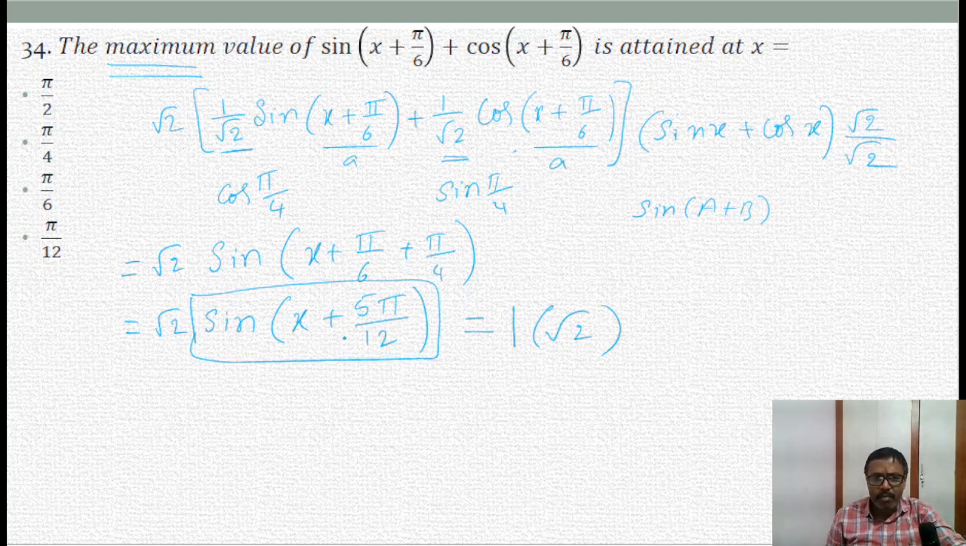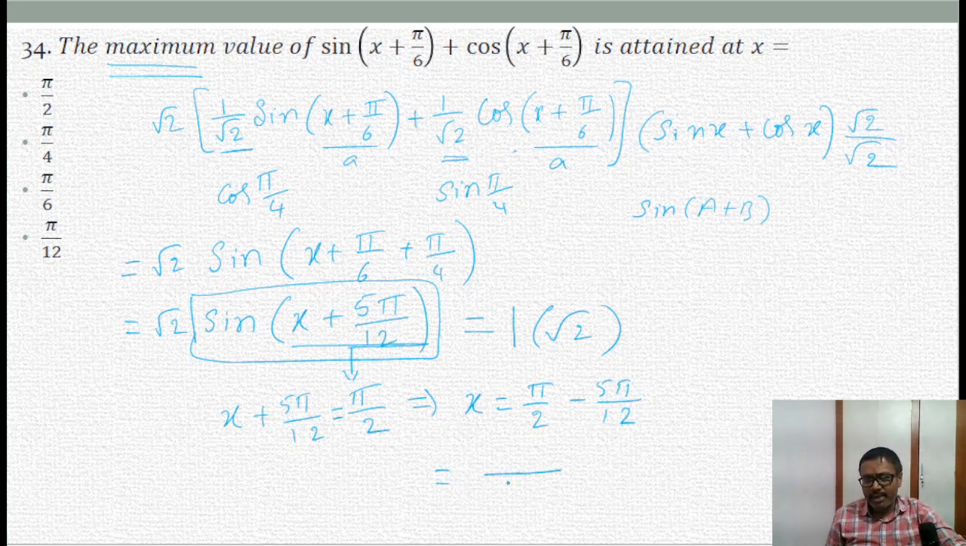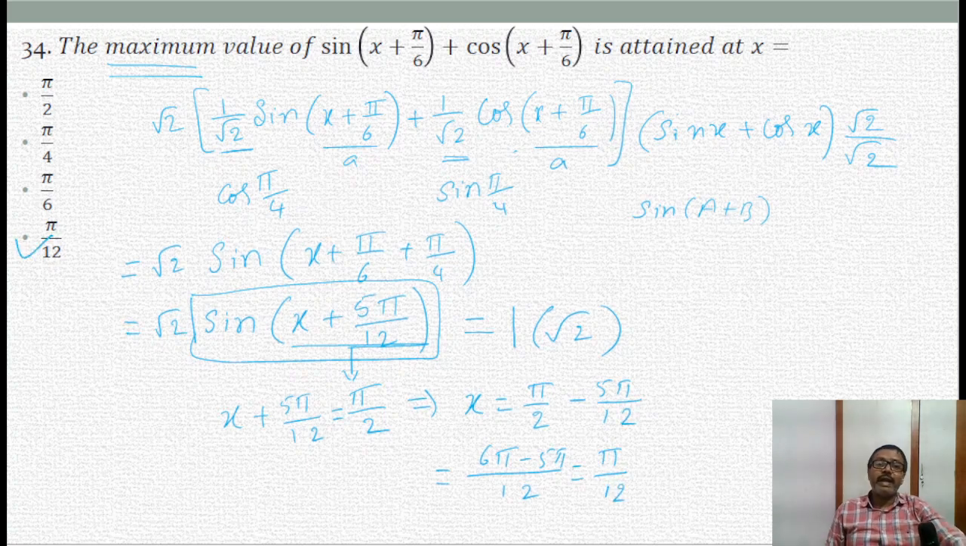When can you get maximum value 1? If the angle value is pi by 2. That means x plus 5 pi by 12 is equal to pi by 2. Just find x value, friends. That is our answer. So here x is equal to pi by 2 minus 5 pi by 12. So 12 is the LCM. So you will get here 6 pi minus 5 pi. So your answer is pi by 12. So option 4 is the right answer for this.